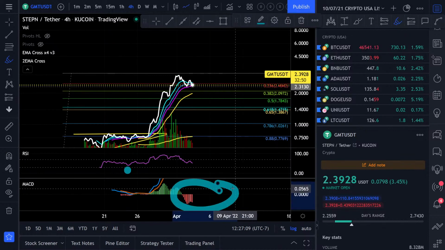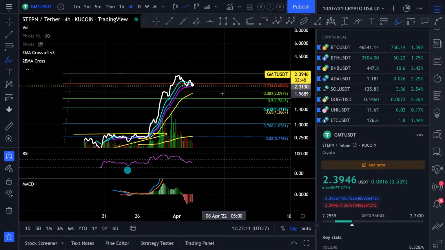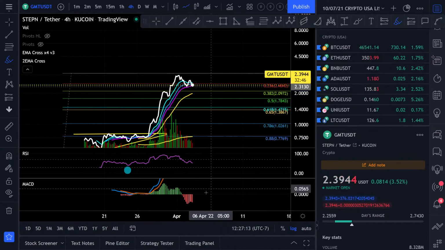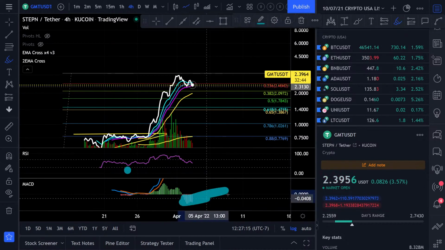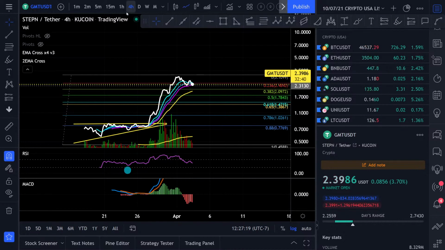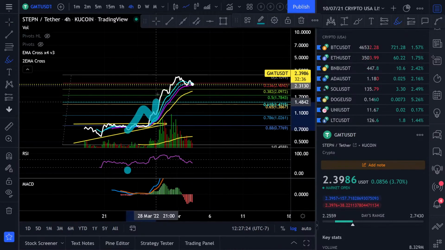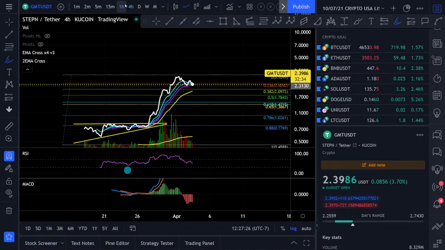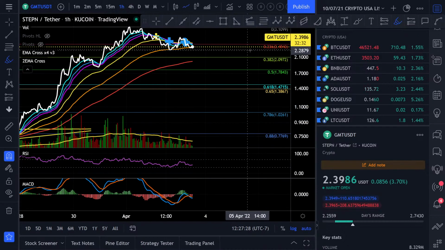So it's building. The next setup might not happen for a couple of weeks. If it's going to pull back, it's going to pull back deep, and then the momentum is going to build for the next rally on GMT, on Steppen. But on this 4 hour chart, it was uptrending and now it's starting to downtrend a little bit. It's starting. So watch out for it.